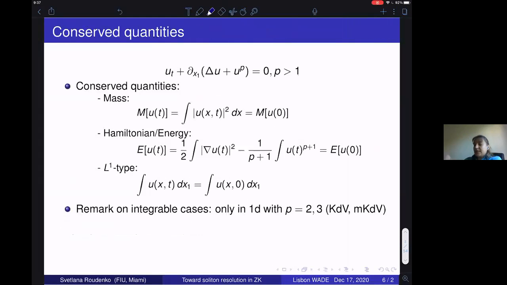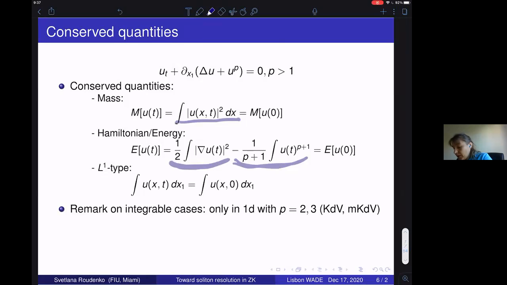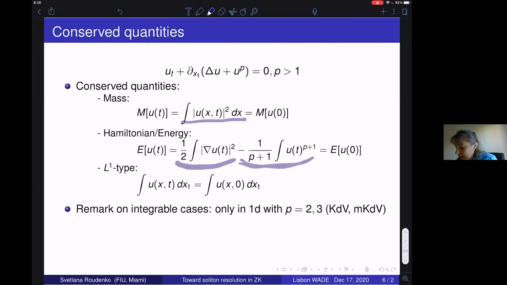Okay, so as I said, there are conserved quantities. The main one is the mass, the L2 norm. There's a Hamiltonian, or the energy, the standard one, as in dispersive equations, where you have the gradient, or a kinetic energy, minus the potential. And then there is the L1 type, where you just integrate in the x1 direction, or in KdV, it would be just integrating in the space direction. I call it L1 type because it's purely just the integration of the equation.